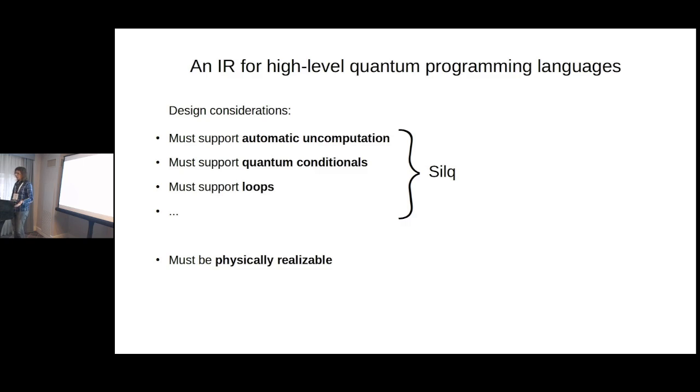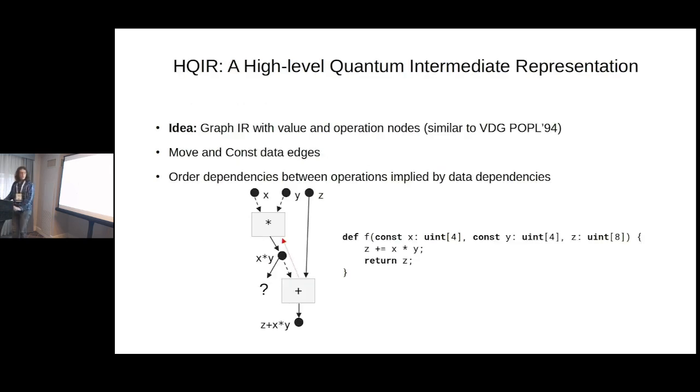And of course, as we want our IR to be used for compiling the program to something that can actually run, we must make sure that our IR is physically realizable as well. There are representations of quantum programs which are useful for program analysis and static analysis, but aren't physically realizable. So we want something that is realizable. That's why we designed HQIR, which is a graph intermediate representation with value nodes and operation nodes.